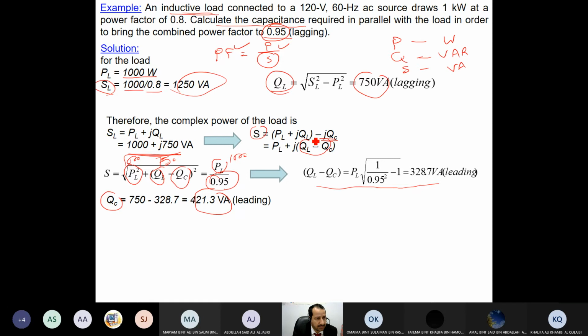Which one? Here? Yes. Okay. Have a look. The original situation is S equals P plus jQL. This is the original situation. When I connect a capacitor, the capacitor will give a Q or will take a Q, will absorb or release, will release. You see here, the inductance sign is plus because it absorbs Q. But when I connect a capacitor, I will make it minus QC because it will give reactive power. Got it?